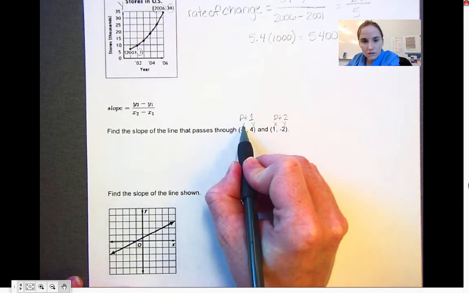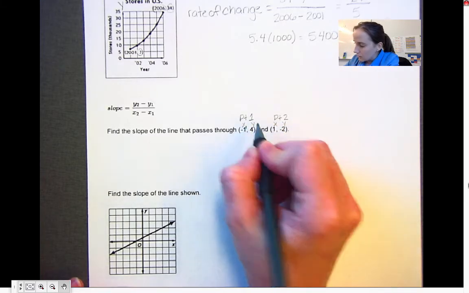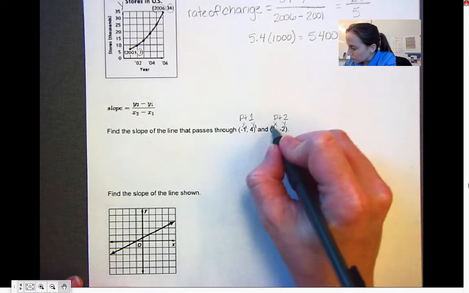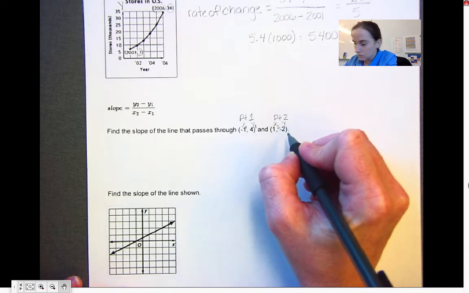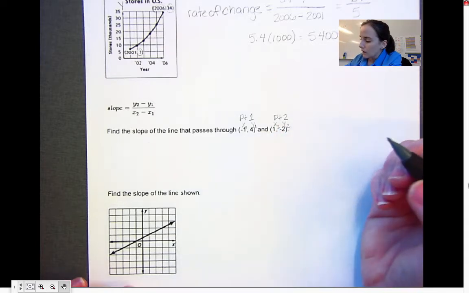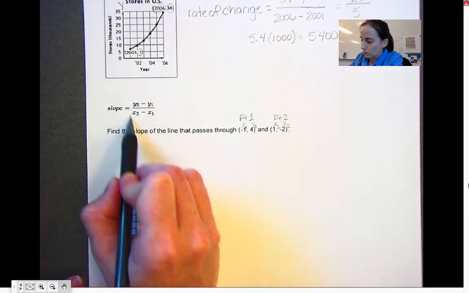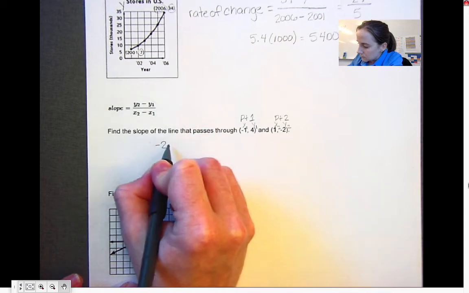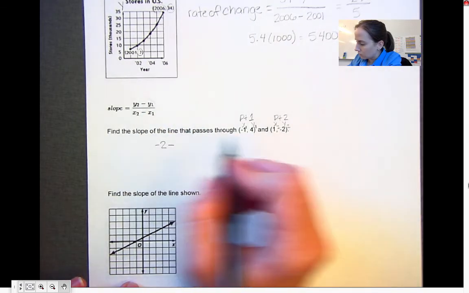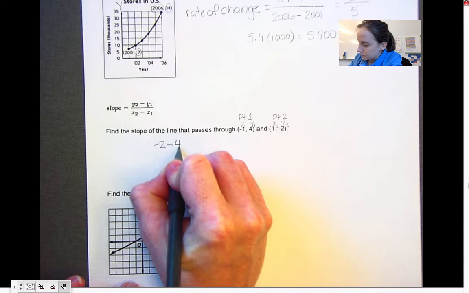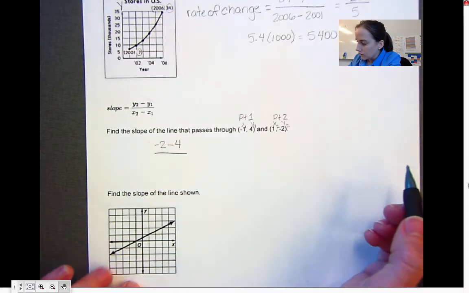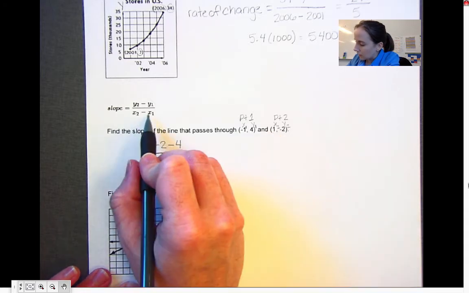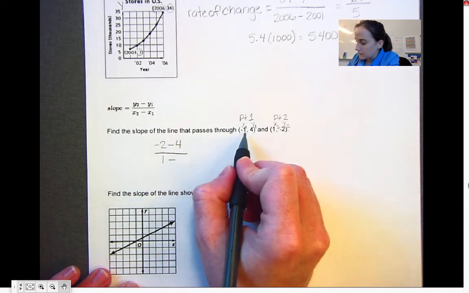So since this is the x from point 1, it's x1. This is the y from point 1, this is y1. The x from point 2, x sub 2, and y sub 2. And so we just figure slope by applying this formula. So the y2, which is negative 2, minus the y1, which is 4, over the x sub 2 is 1, and minus the x sub 1, minus a negative 1.